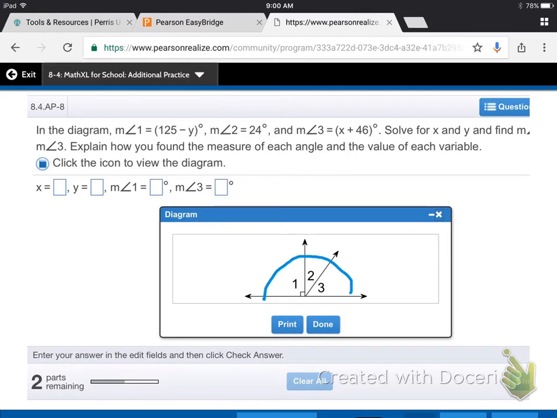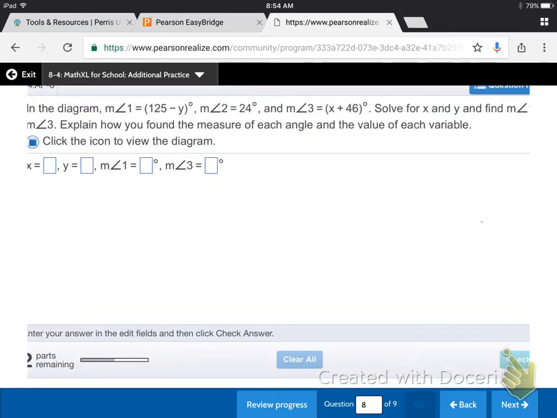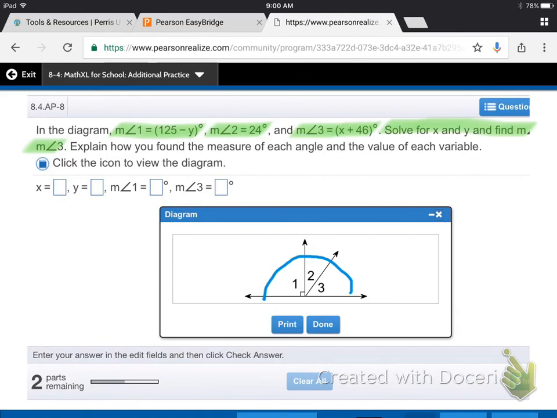As this says, angle 1 is equal to 125 minus y, and angle 2 is equal to 24 degrees, and angle 3 is x plus 46. So solve for x and y and find the measure of angle 1 and the measure of angle 3. So we want to find all our unknowns. Okay, so let's go back. This is our problem. Here is our original diagram, like this. This is angle 1, and this is angle 2, and this is angle 3. Is that right? Let me double check. Yeah, that's right.